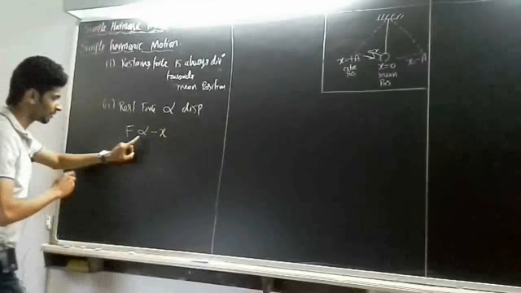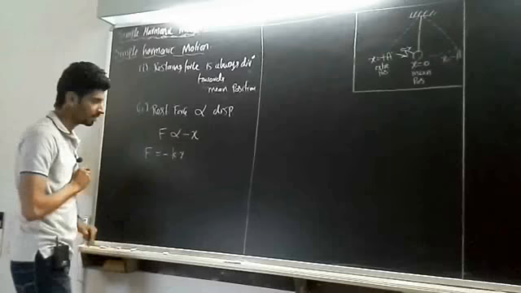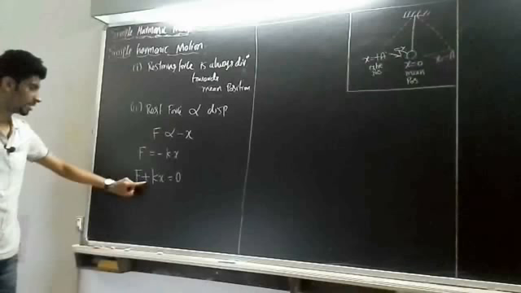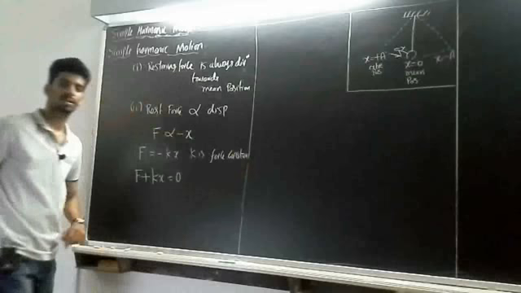Now I have to replace the proportionality. I will replace it with F is equal to some constant K into X. I don't want to forget the minus. And I'm going to bring this here: F plus KX is equal to 0. This is force, the restoring force. K is the value called the force constant. If you are talking about a spring, I will name it differently, that is the spring constant.